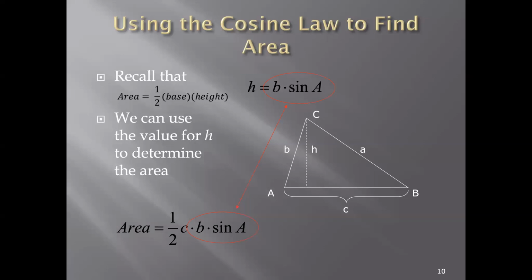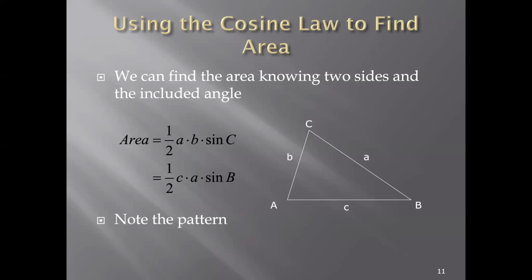If we were going to use other sides and angles, we can arrive at this formula. So let us take note of the pattern. The first formula is 1/2 of side A times B sine C. Remember, C is between A and B. So that can be 1/2 of A, B sine C. Another formula that we can use is 1/2 of C, A sine B. Again, notice that the angle is between A and C.